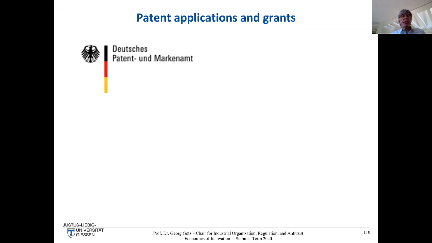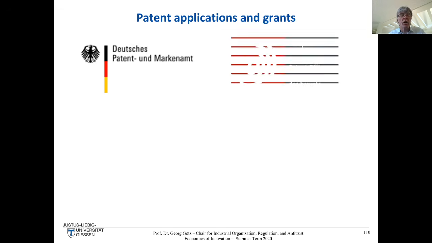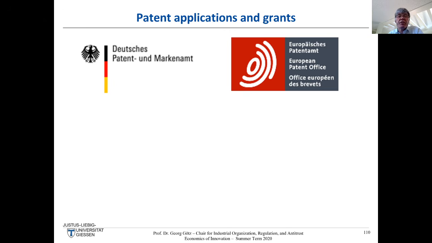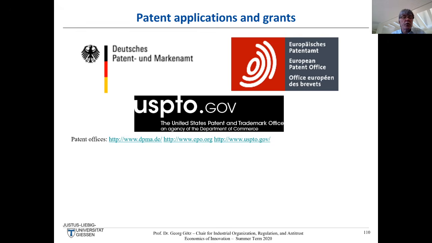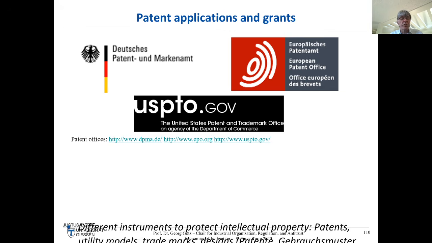And in patents, of course, we have to talk about the offices who grant patents. In Germany, it's the Deutsches Patent- und Markenamt. On a European level, it's the European Patent Office. And in the US, it's the US Patent and Trademark Office. There is still no such thing as a real European patent. There were recently some legal fights on this, perhaps if you read it in a newspaper, just check it.